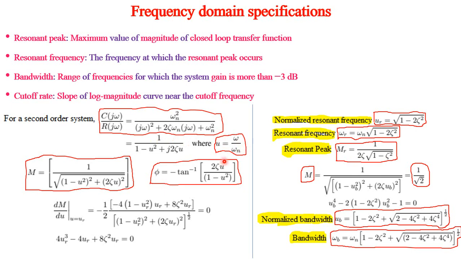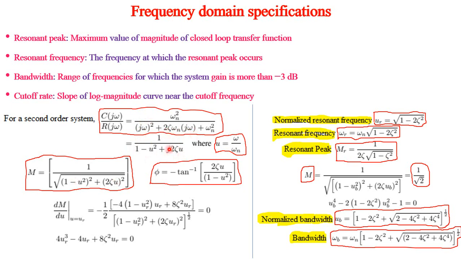u is equal to omega by omega n, and this is the normalized signal frequency. To express this in that form, I divide both numerator and denominator by omega n square. So this is 1, and omega n square by omega n square is 1, and (j omega) square is j square omega square by omega n square. So minus omega square by omega n square is minus u square, plus j 2 zeta omega n omega by omega n square, which is omega by omega n finally. So j 2 zeta u.